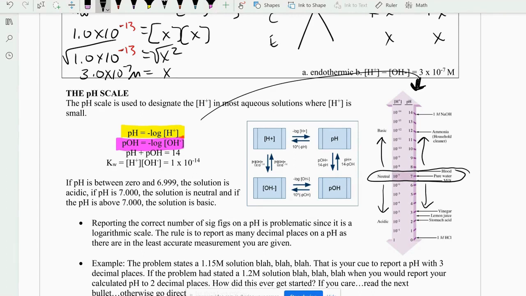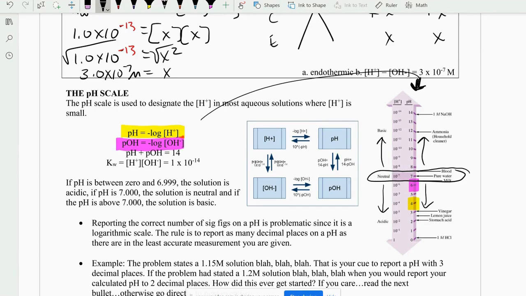Just wanted to point out, though, to highlight this logarithmic nature, that if you were, for example, to take a substance that has a pH of 4 and compare that to a substance that has a pH of 6, since this is a logarithmic scale, the substance with a pH of 4 is going to have 100 times more hydrogen ions in solution than the substance that has a pH of 6. Conversely, if you have something that is a pH of 5, it's going to have 10 times more hydrogen ions in solution than a substance that has a pH of 6.